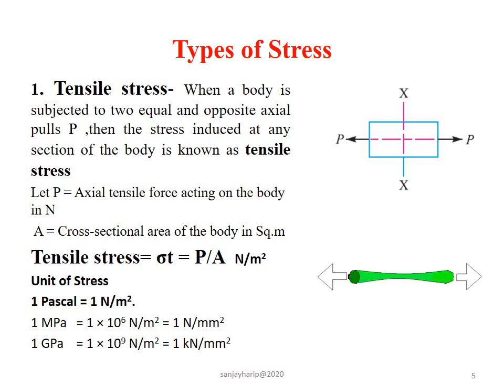Let us see tensile stress. When a component is subjected to two equal and opposite axial pulls as shown in the figure, then the stress induced at any section of body is called tensile stress. The stress is measured in Newton per meter square, pascals or Newton per millimeter square.